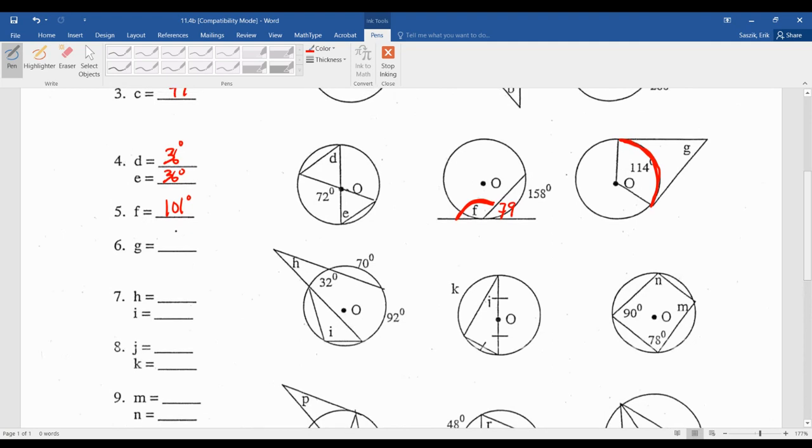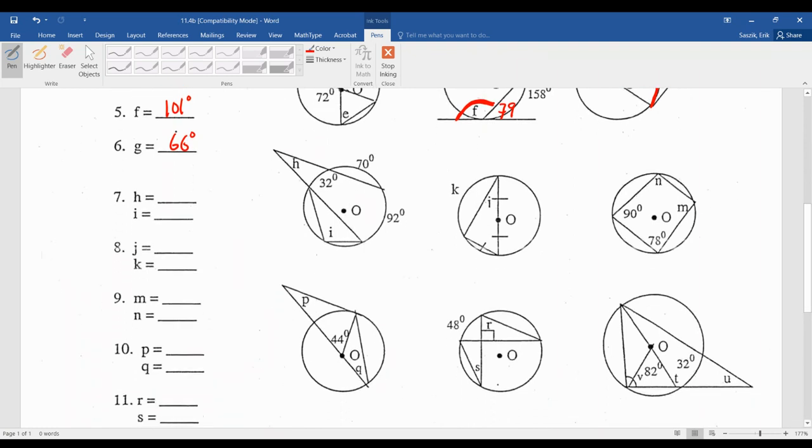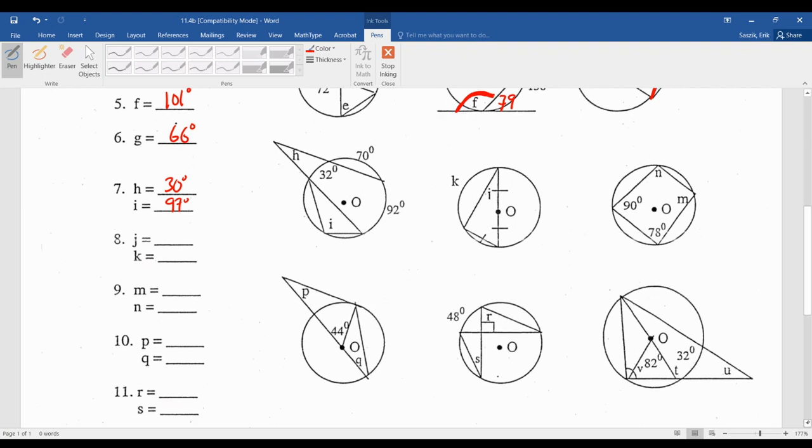G should be pretty straightforward. That's a tangent angle and a minor arc. They have to add up to 180. Okay, down here it starts to get a little bit better anyway. H is just half this difference. So that would be 30 degrees. I is an inscribed angle. Just add these arcs together, cut it in half, 97. Now the next one here, this can get a little bit more interesting.